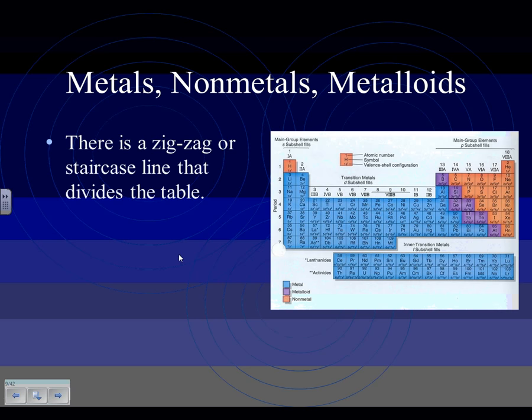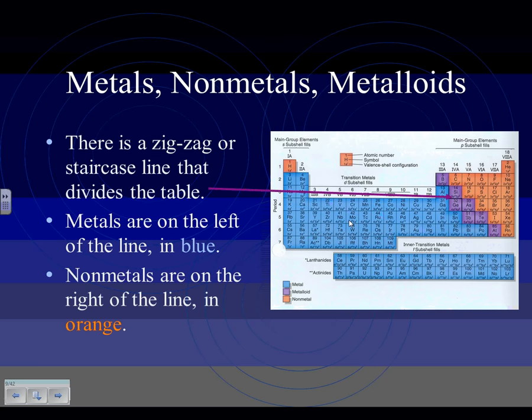So there's a zigzag or staircase line, and that line right here divides the table, if you see where the mouse is following. Now, the metals represent this blue region, and your nonmetals represent your orange region. In the middle is the staircase, which is your purple. And if you notice, the staircase skips aluminum here. I'm going to talk about aluminum later, but part of that is because aluminum exhibits more of a metallic character than a metalloid characteristic.